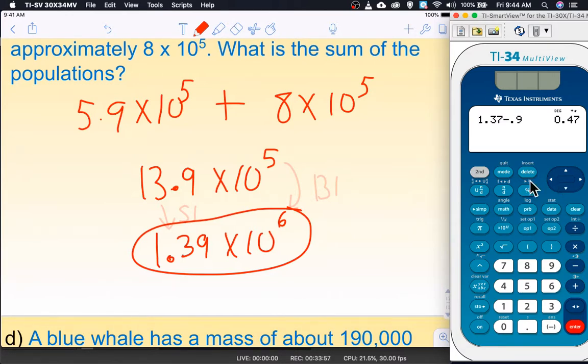You could have also taken both of these numbers and made them both into standard form and then added them and then changed it back into scientific notation. It's just a lot more work that way.